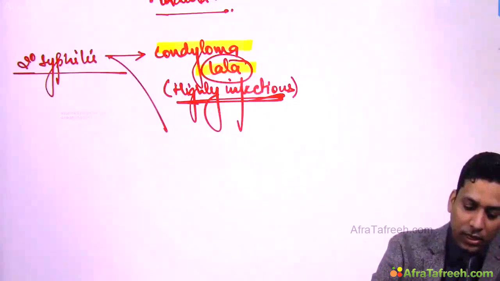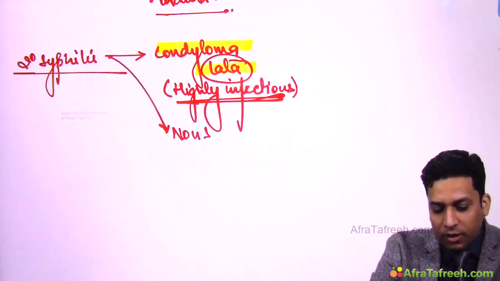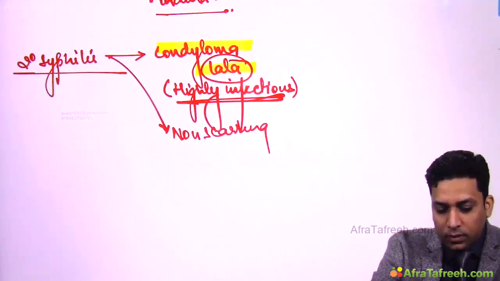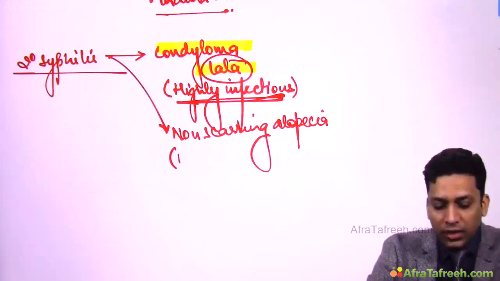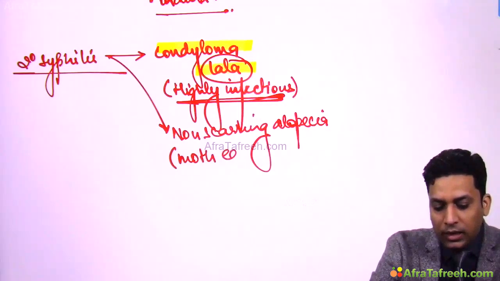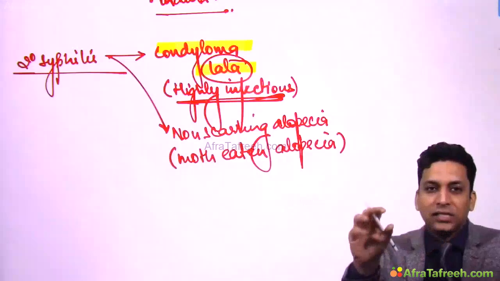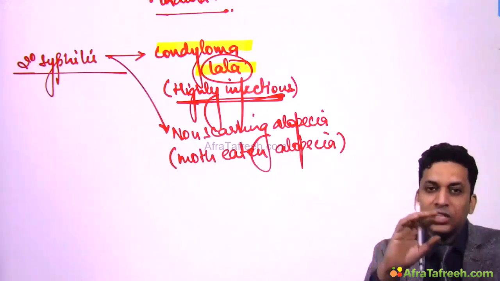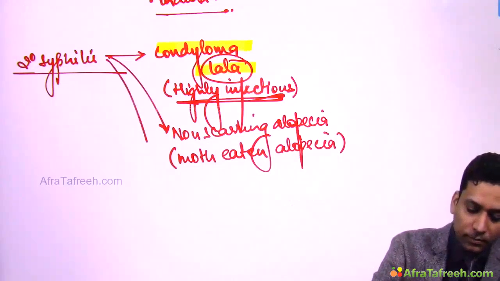These patients may develop alopecia, which is a non-scarring type of alopecia. There is a characteristic appearance, due to which it is known as moth-eaten alopecia. So this is a semi-baldness. At places this alopecia is present. This is known as moth-eaten alopecia, the non-scarring alopecia of secondary syphilis.